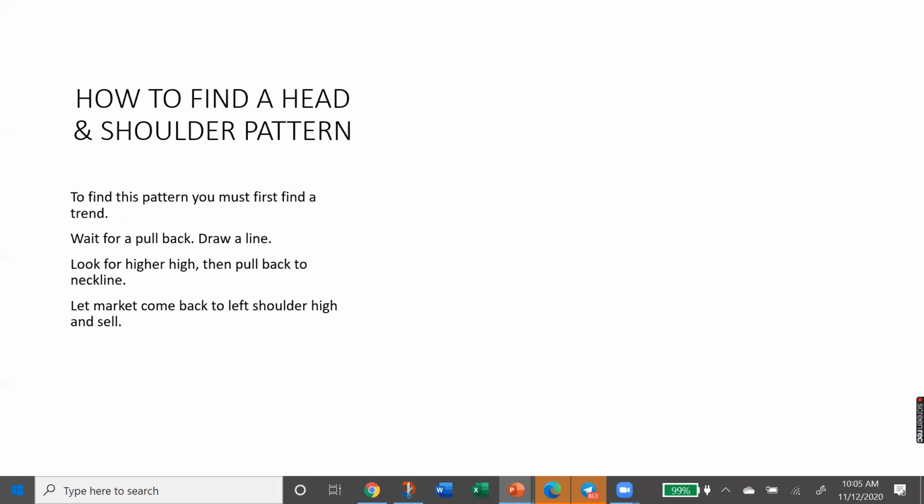So how do you find a head and shoulder pattern? The first thing you need to do is find your trend. Once you find your trend, you wait for a pullback. Once you identify the pullback, which will be right here, you would draw a line. Then the market will go and create a higher high, just like so. It will break that previous high. Then it will pull back to create your neckline, which will be right there. The market will come back up almost to equal level of the first pattern, which was the left shoulder, and that's where you will sell the market.